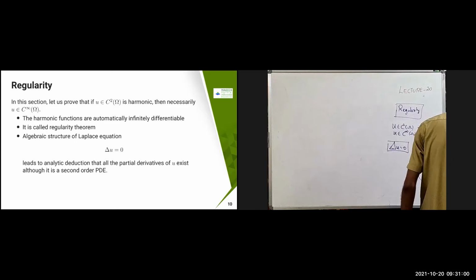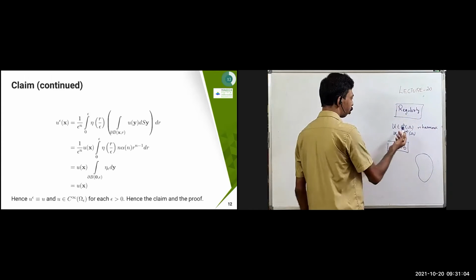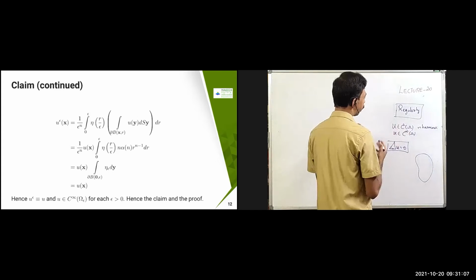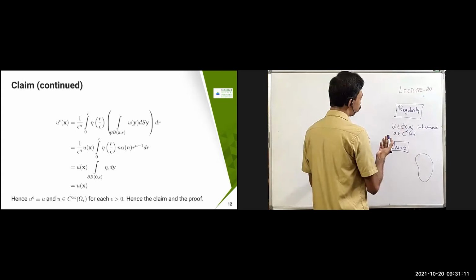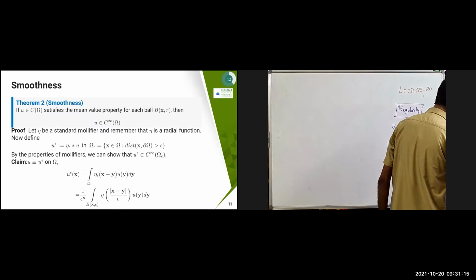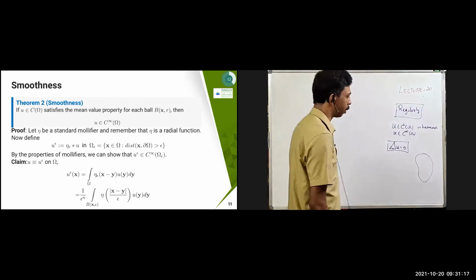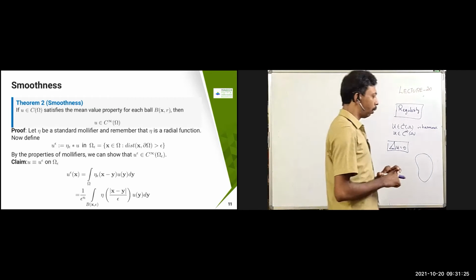That's the same thing happening here. You are trying to find a function u such that del u equal to 0. This is second order, so at least I want u to belong to C square of omega, but automatically it belongs to C infinity of omega. That is such a beautiful thing, because you are expecting something less, but you are getting more than what you are expecting. So we will prove that.